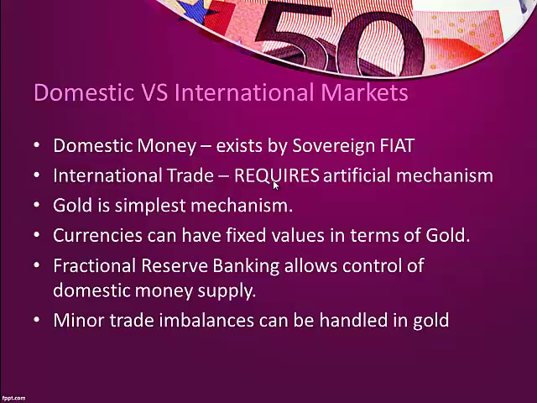Now, the problem, if you think about financial architecture, is that you have domestic markets and international markets. The domestic money exists by fiat, but fiat doesn't work in international markets. International trade requires an artificial mechanism of some kind. Gold is the simplest mechanism.